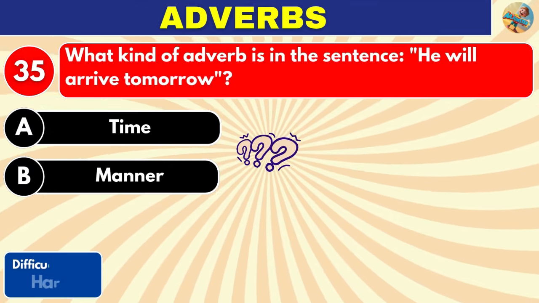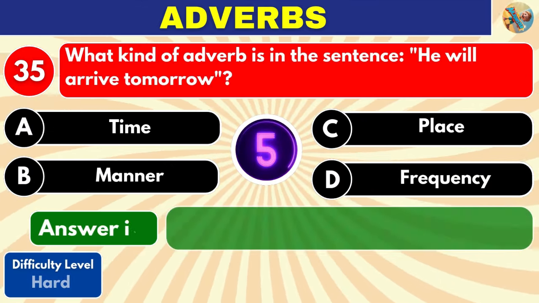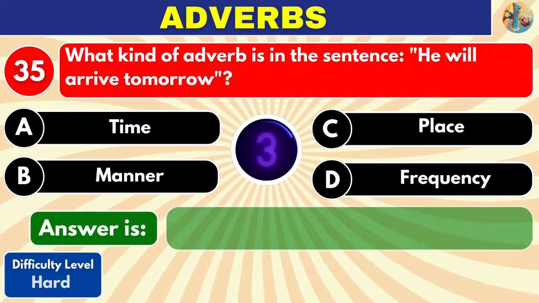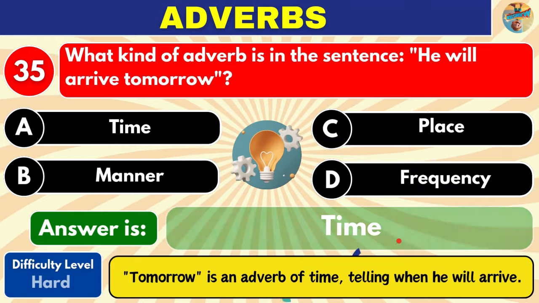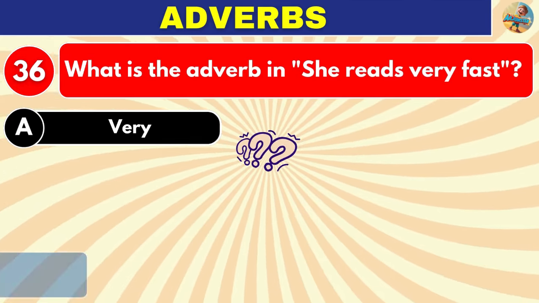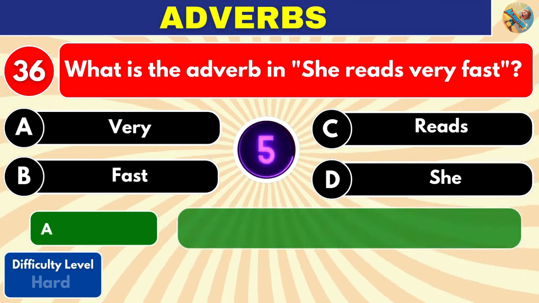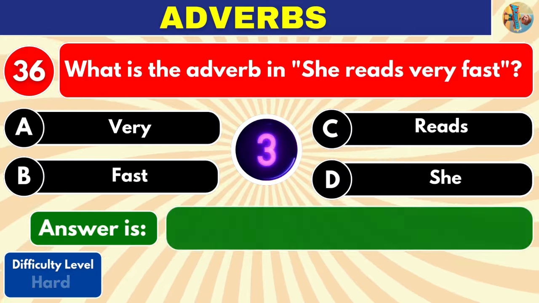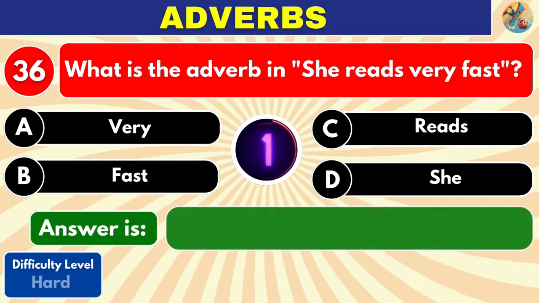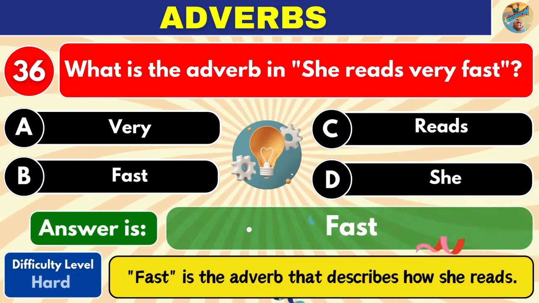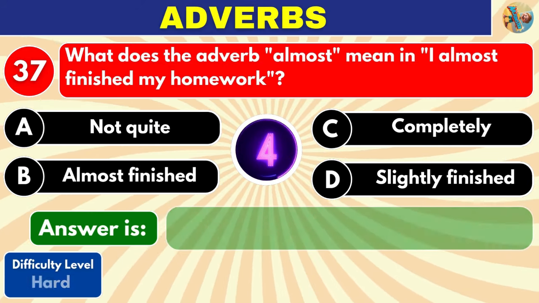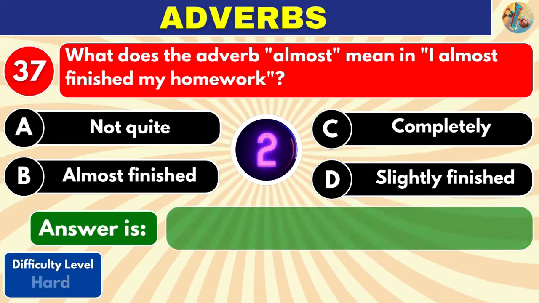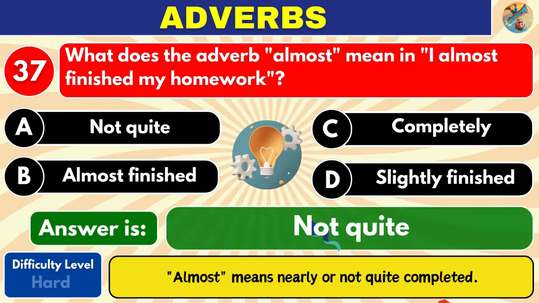Question 35 is what kind of adverb is in the sentence he will arrive tomorrow? Answer 35 is adverb of time. Question 36 is what is the adverb in she reads very fast? Answer 36 is fast. Question 37 is what does the adverb almost mean in I almost finished my homework? Answer 37 is not quite.